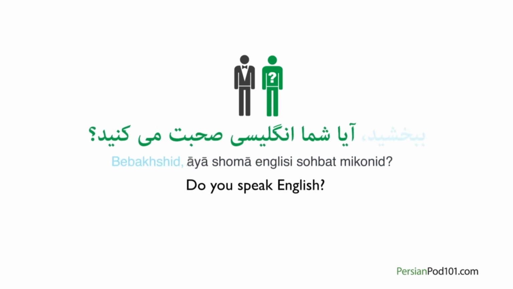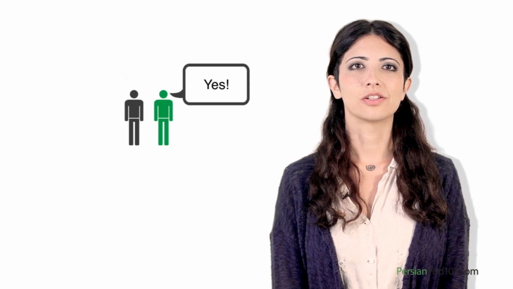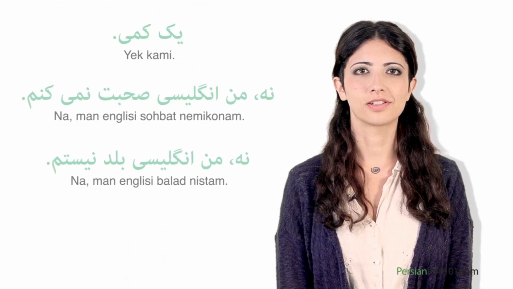By adding bebakhshid, or excuse me, the sentence becomes even more polite. Bebakhshid, aya shoma englisi sohbat mikonid? If someone replies to you in English, you'll know the answer to your question is yes. But if they answer you in Persian, you might receive one of these responses.